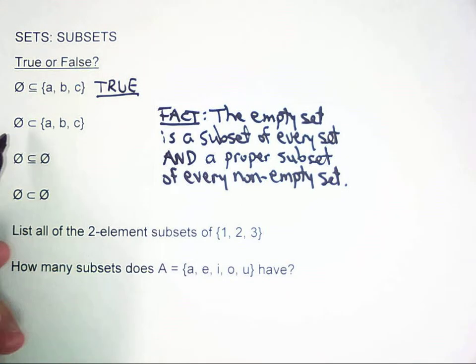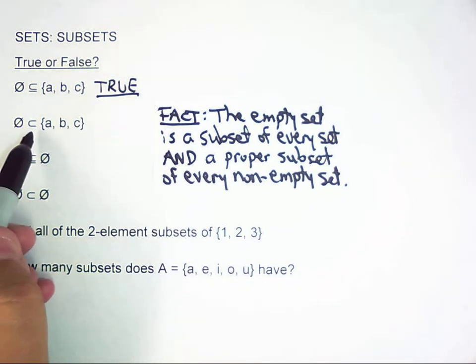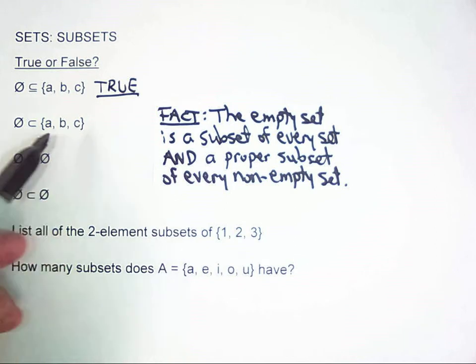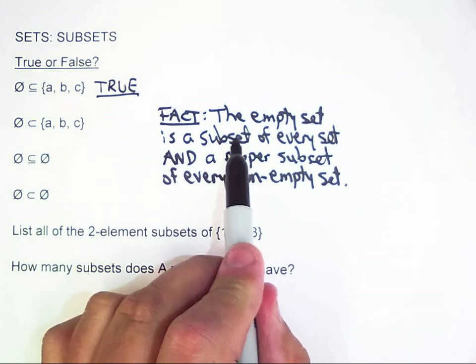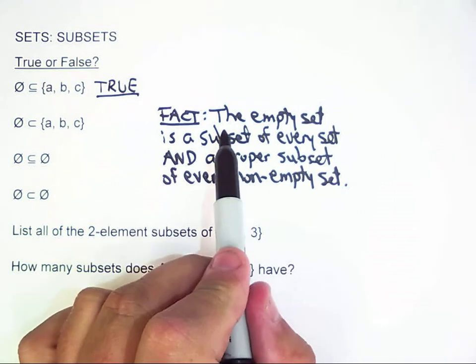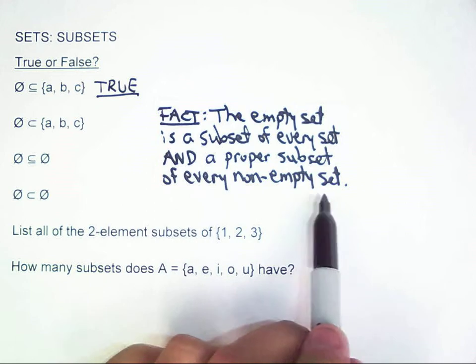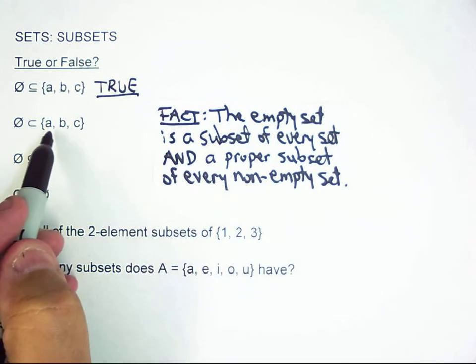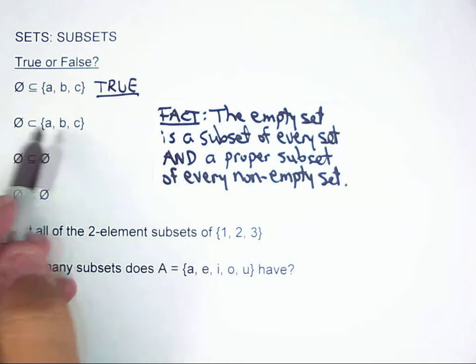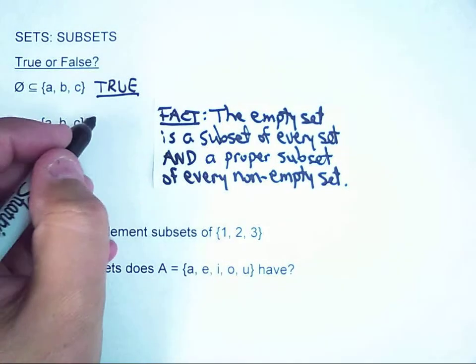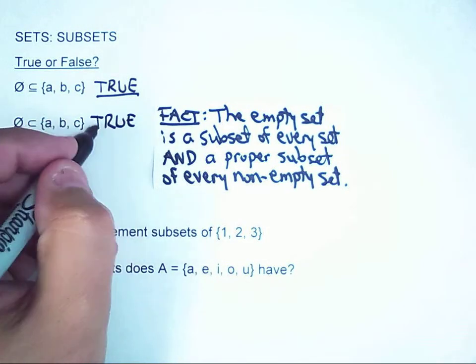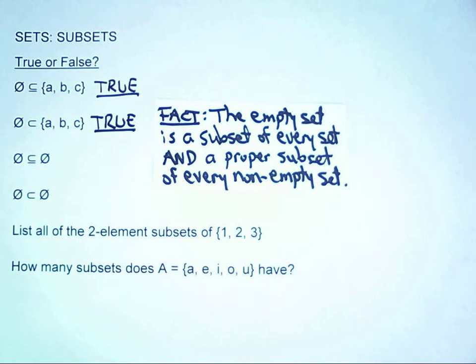Looking at the second one, it says the empty set is a proper subset of the set containing A, B, and C. Same thing, except it changes from a subset to a proper subset. So what we need is this little fact. The empty set is a proper subset of every non-empty set. Well, the set containing A, B, and C is certainly non-empty, so the empty set would be a proper subset of it. Again, I've drawn from a fact that I know about empty sets and subsets and proper subsets to answer those two questions. And that would be my suggestion to you, to have these facts at your disposal.